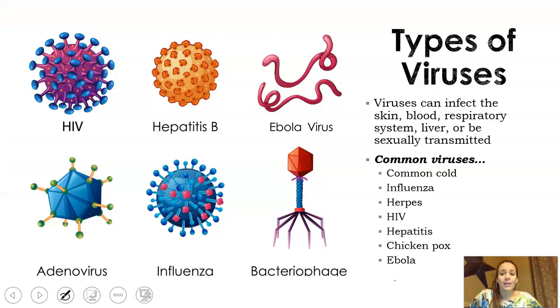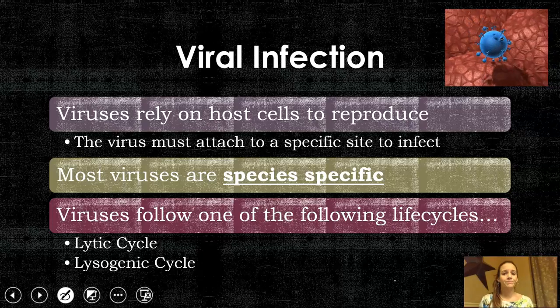So we've talked about the shapes. Now let's talk about the types. Viruses can infect all different parts of your body. They can infect your skin, your blood, your respiratory system, sexually transmitted viruses, or other organs. And to the left here, you'll see some pictures of just a few of the common ones, things like HIV, hepatitis B, Ebola. We talked about that bacteriophage, influenza, and adenovirus. And you'll see the list of just common viruses. I'm sure at some point all of you have either had a common cold or the influenza. You probably had a chickenpox vaccine. And then hepatitis, Ebola, HIV, herpes are all also very common viruses.